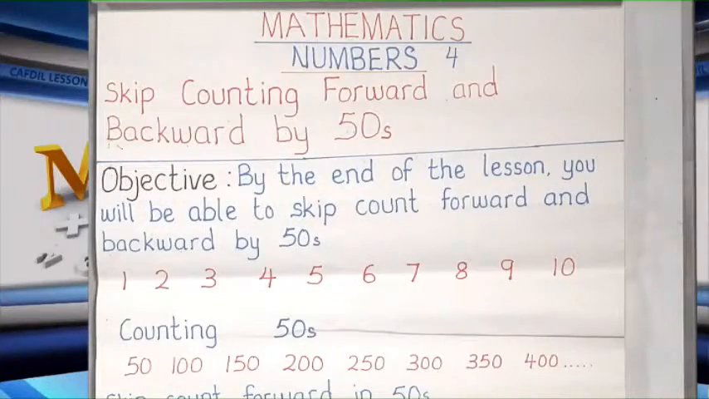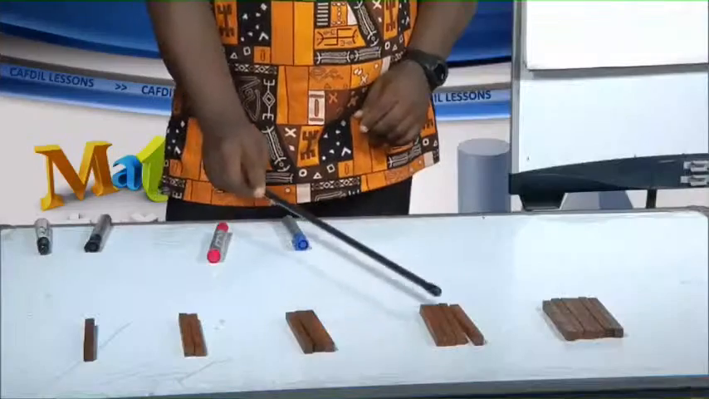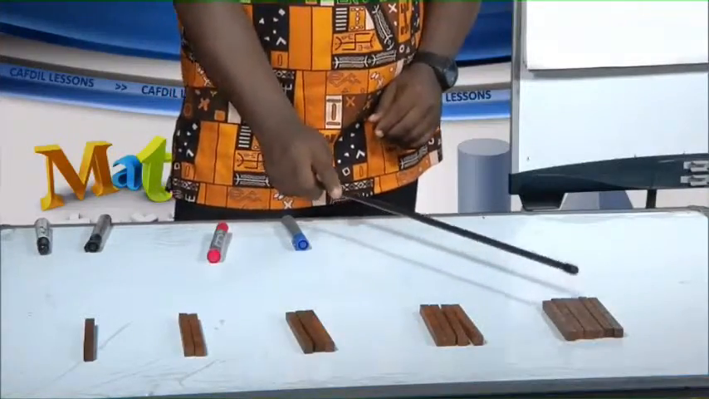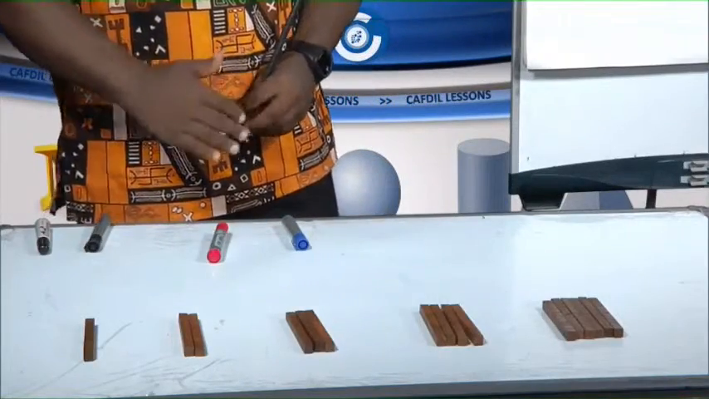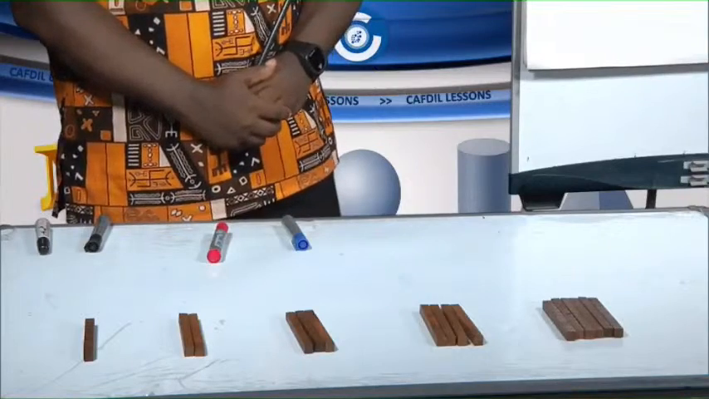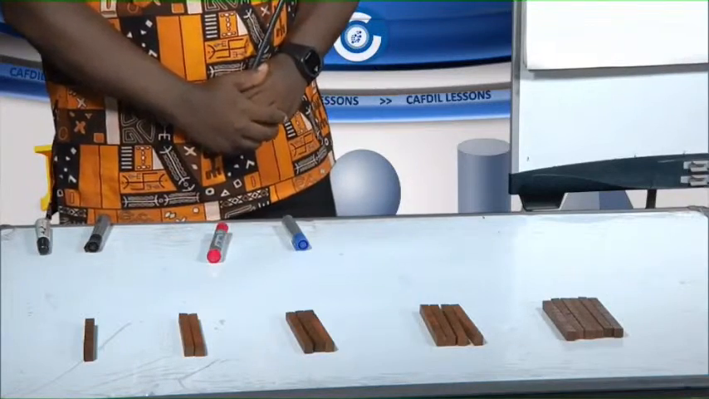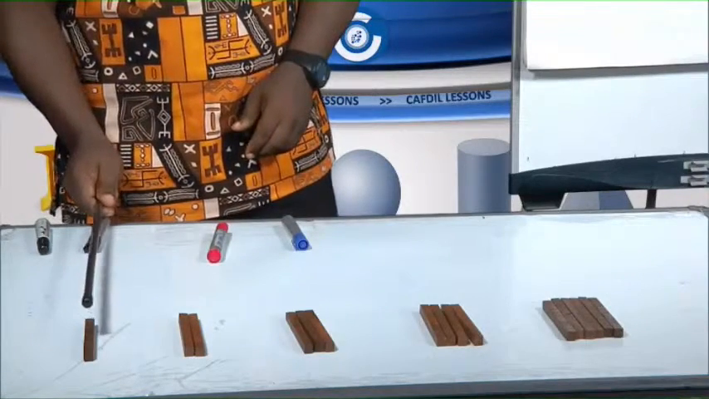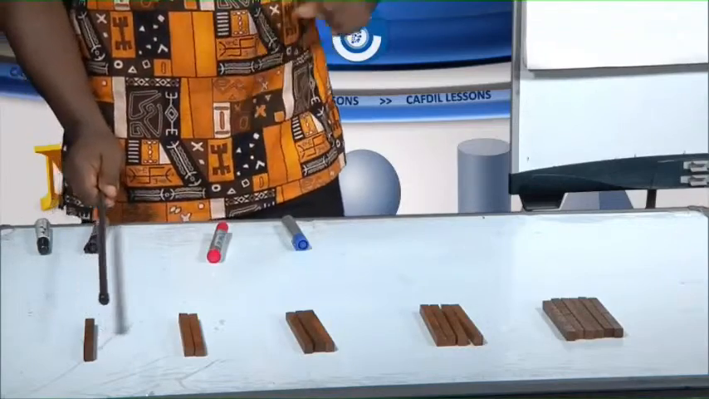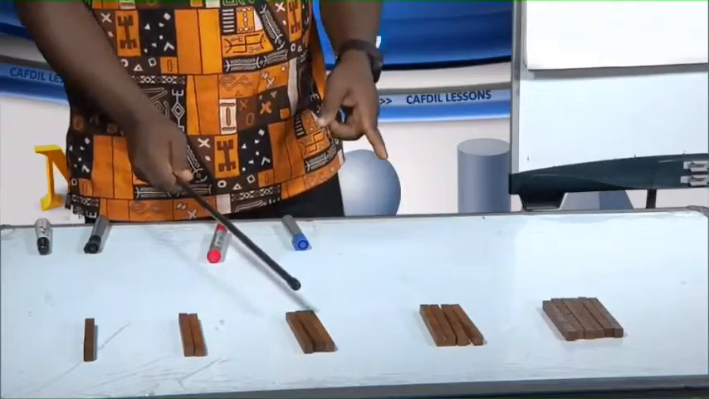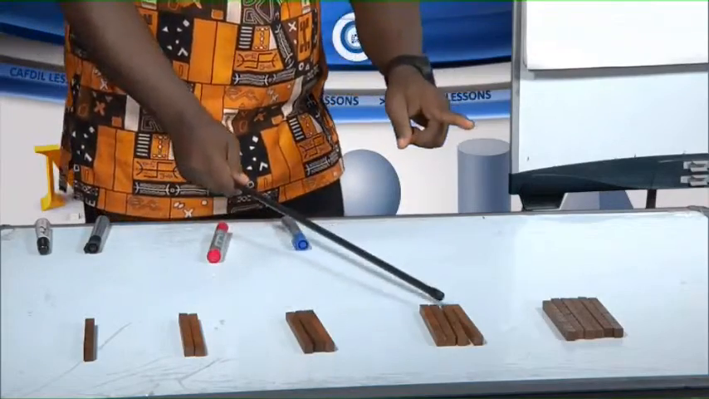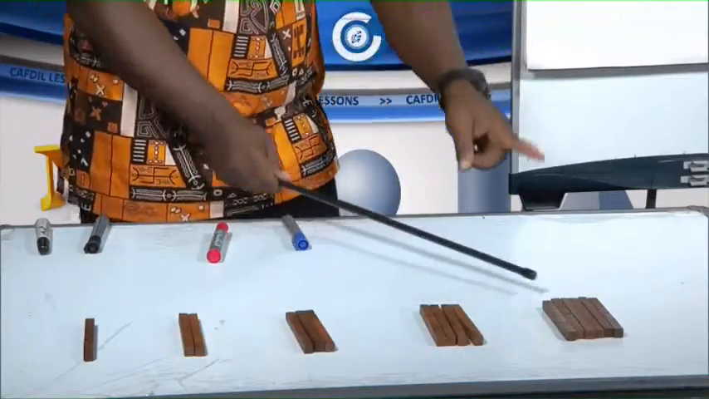Learners, here I started with 1. I moved to 2, 3, 4, 5. Here I was not skip counting. I didn't skip count because I moved from 1. If you move from 1, you go to 2. From 2, you move to 3. From 3, you move to 4. From 4, you move to 5.